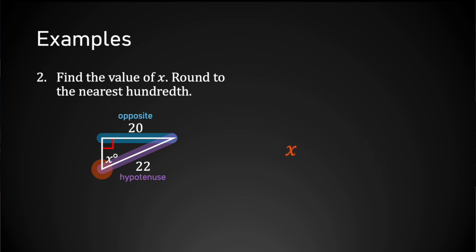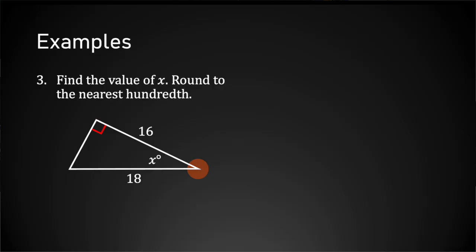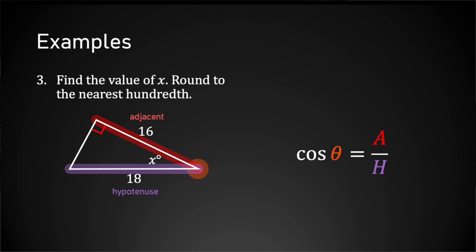So x is approximately equal to 65.38 degrees. One last example for this. We've used inverse tangent and inverse sine, so you knew an inverse cosine problem was coming, and here it is. We have the hypotenuse and the adjacent side, so we're going to write cosine of theta equals adjacent over hypotenuse. I'll fill in what I know. Theta is just x, adjacent is 16, and hypotenuse is 18.